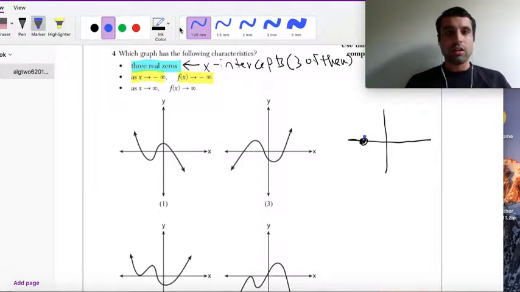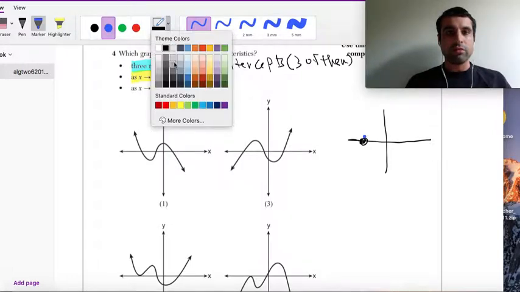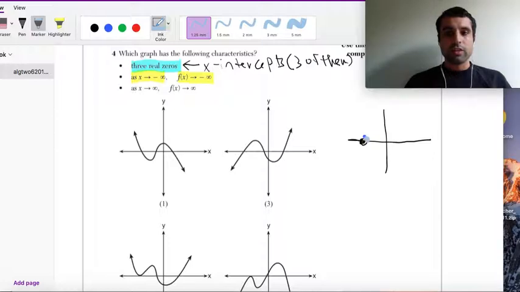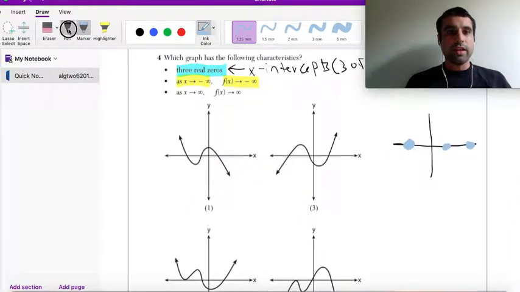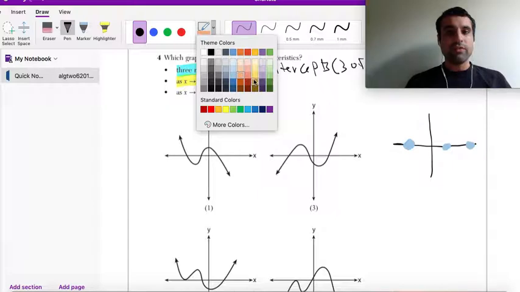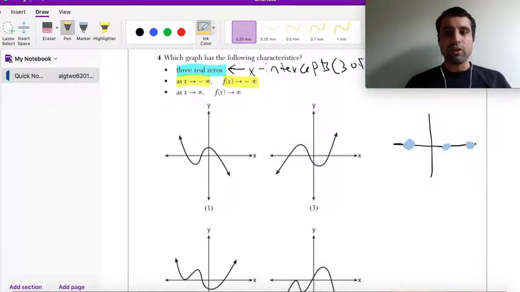I said I'd use blue for that, so let me get a blue marker. Okay, so blue. It doesn't matter where the x-intercepts are, but there need to be 3 of them. Now, the next thing, as x approaches negative infinity, and I'm going to use yellow, hopefully it'll show, that means as x is decreasing, meaning we're moving to the left on the x-axis, the y value is also going down. As x approaches negative infinity, y also approaches negative infinity.